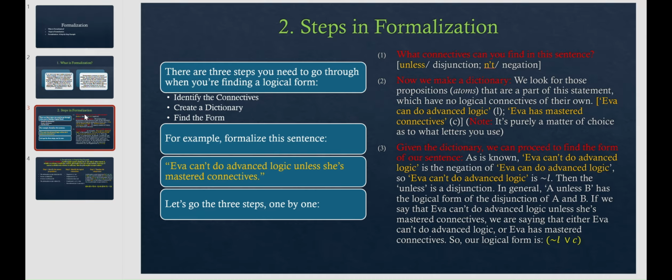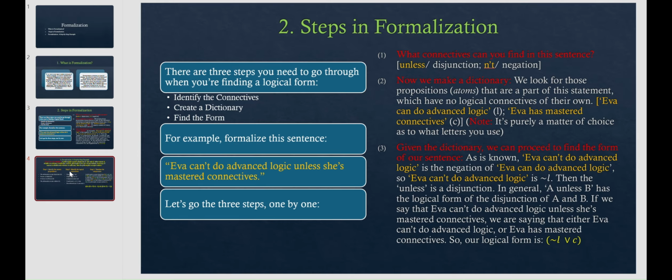Then the unless is a disjunction. In general, A unless B has the logical form of the disjunction of A and B. If we say that Eva can't do advanced logic unless she's mastered connectives, we are saying that either Eva can't do advanced logic or Eva has mastered connectives. So our logical form is not L or C.